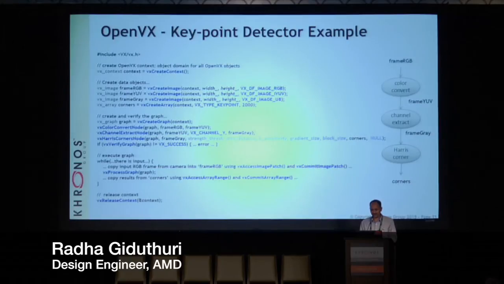And after the process graph, you use similar functions to access an array. And one more thing to notice here is the frame YUV and frame gray are not virtual data. That means the underlying graph optimizer cannot optimize much, because since you said it is a data object that a user can access, the framework cannot make any assumptions, so it won't try to optimize. So in this particular case, the color conversion will unnecessarily create U and V frames, which are generally not needed.